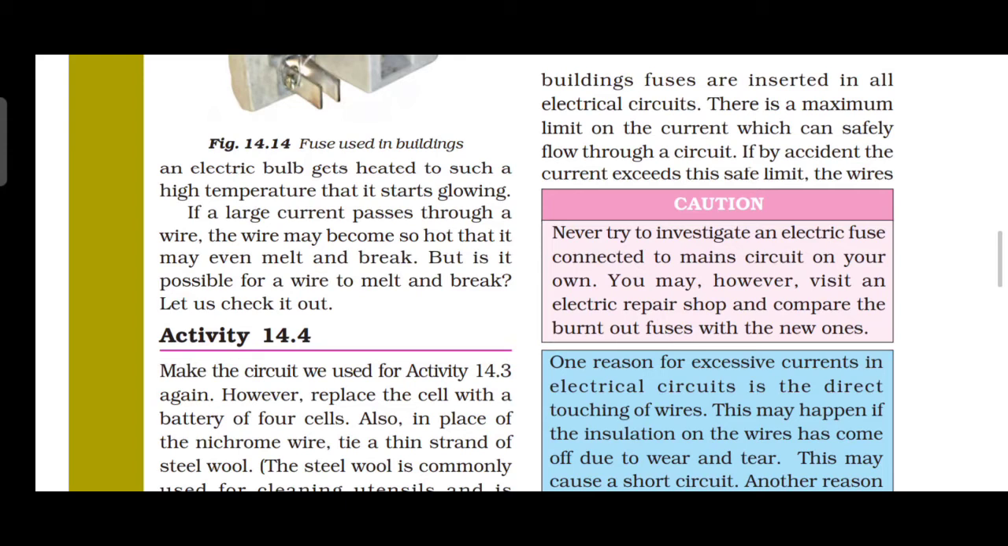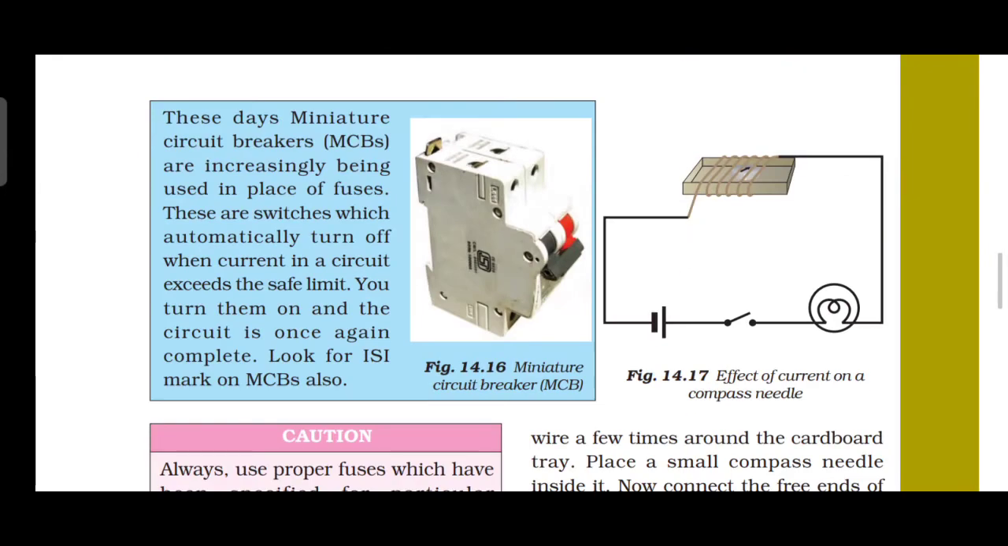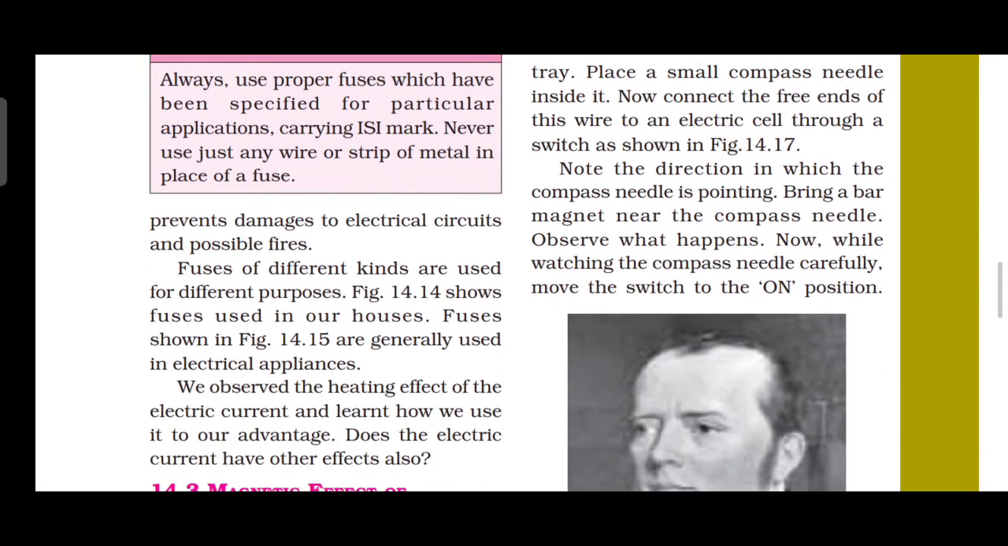So if a proper fuse is there in a circuit, it will blow off and break the circuit. If there is a proper fuse, what does it do? It breaks the circuit. A fuse is thus a safety device which prevents what? Damage to the electric circuit. Fuses help to prevent damage to the electric circuit and possible fire.